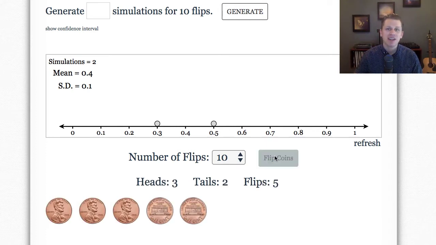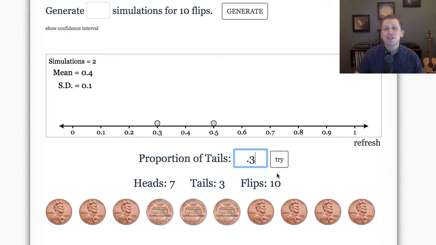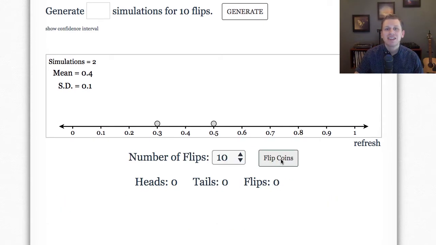Here I'll flip a coin 10 times. 3 tails is a proportion of 0.3. Let's add this to our sampling distribution. What you're now seeing is 2 dots here for 0.3 because when we did this experiment, 2 of the 3 total times, we got 3 tails.